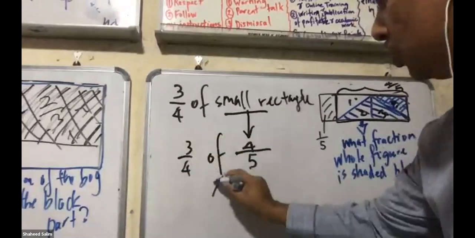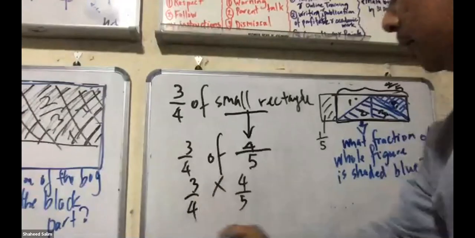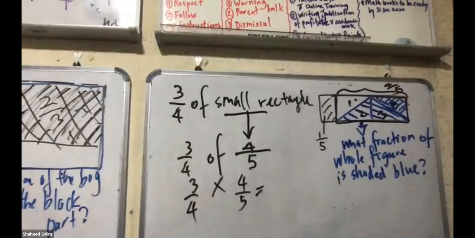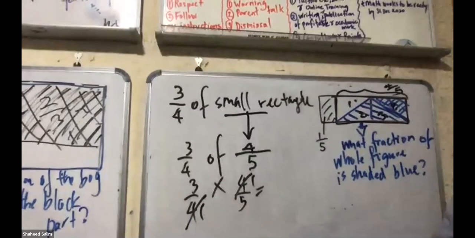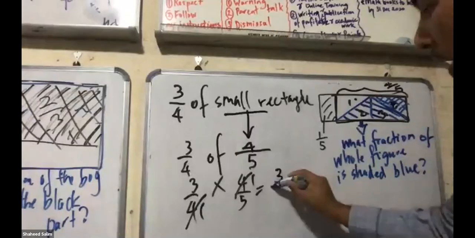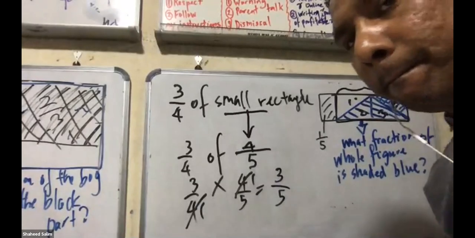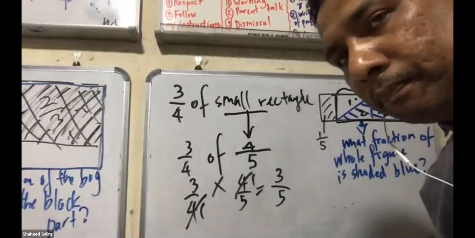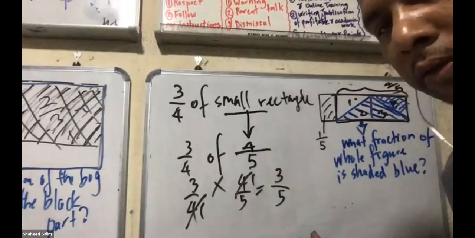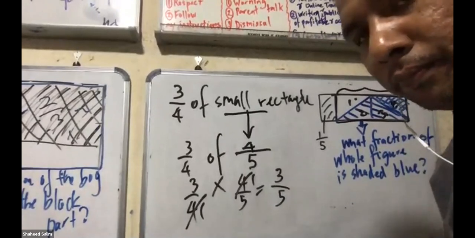So 'of' changes to times. 3 over 4 times 4 over 5. So what do you get? 12 over 20. Can cancel. 3 can cancel, 4 and 4 can cancel. 3 over 5. Shafika, can you get it or not? No answer. Rahana, can you get it or not?